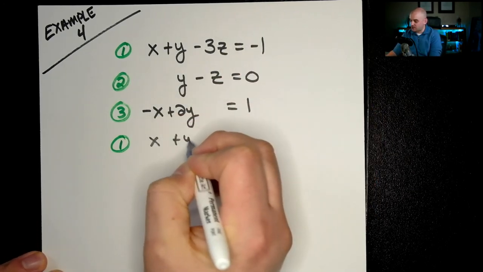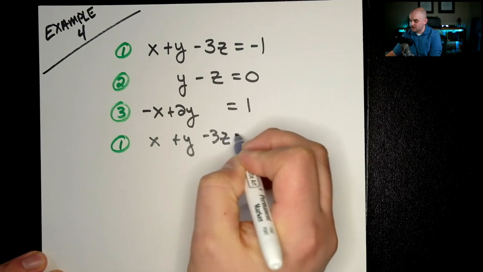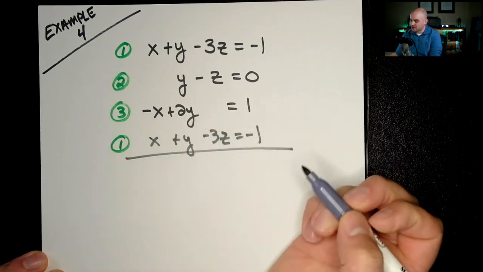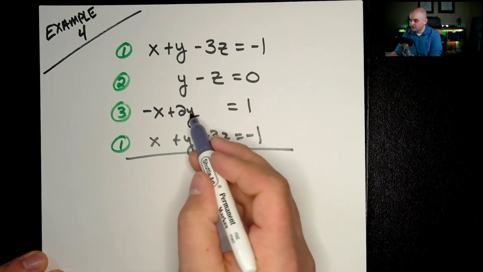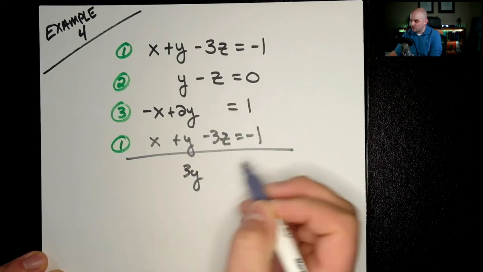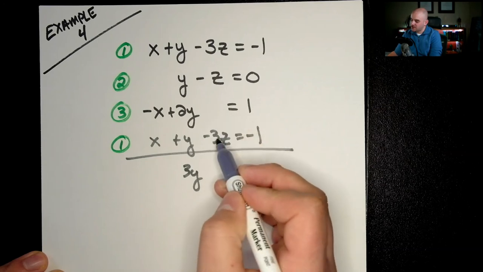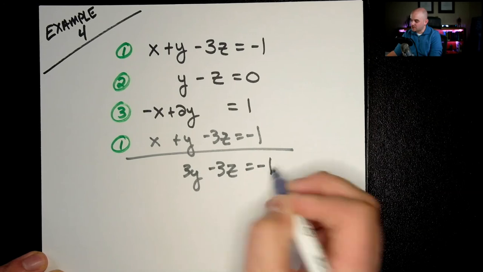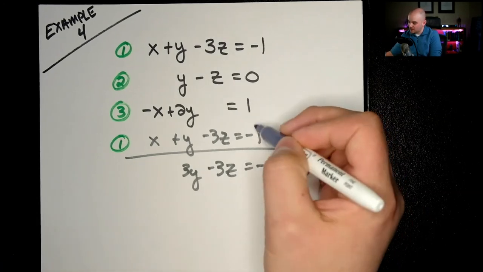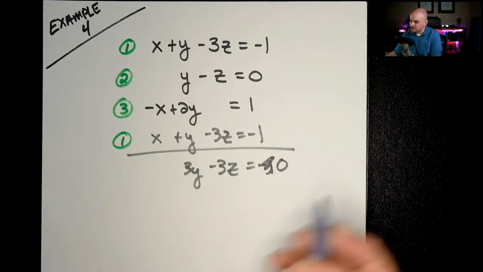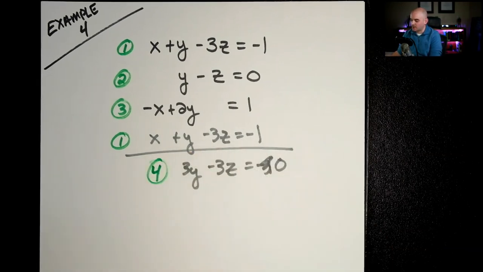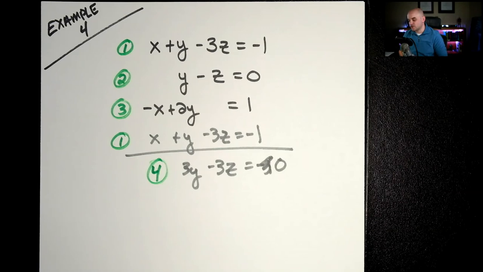So x plus y minus 3z is equal to negative 1. And adding these, I get negative x plus x gives me 0. 2y plus y is 3y. And 0z minus 3z is just minus 3z. And that equals... no, not negative 1. I got to add those two, don't I? That equals 0. So this is what I call equation 4, when I combine equation 3 and 1.